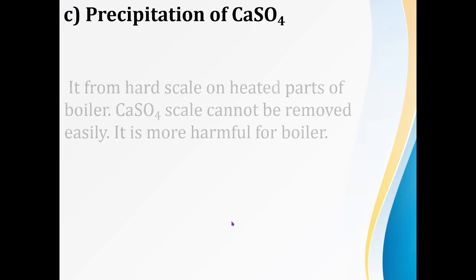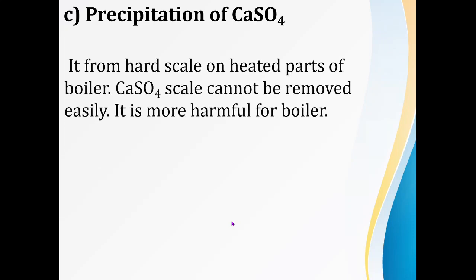Then the third salt which is responsible for scale is CaSO4. CaSO4 gives you such insoluble salts after heating or after hydrolysis which cannot be easily removed. It forms hard scale on the heated part of the boiler. CaSO4 scale cannot be removed easily. It is more harmful for the boiler.